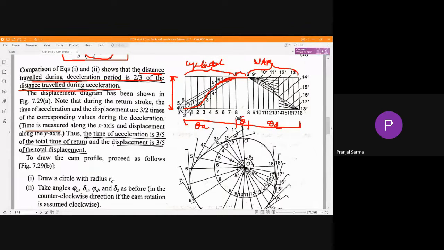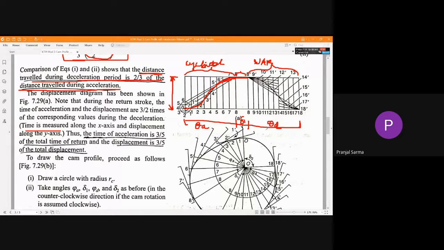So now what we can say is that the time of acceleration is 3 by 5th of the total time of return, or ultimately in terms of displacement also we can say it is 3 by 5th of the total displacement. Okay, that is, we are talking about the time of acceleration.